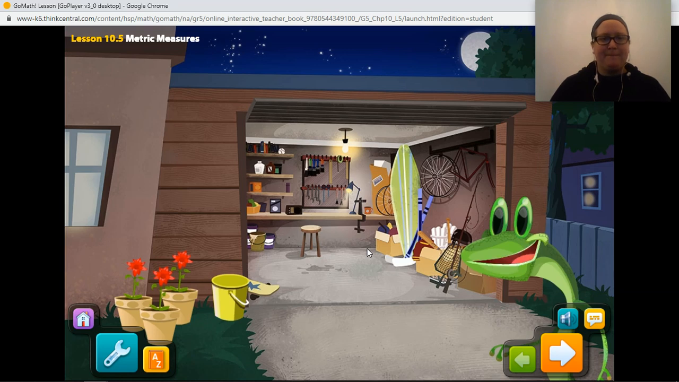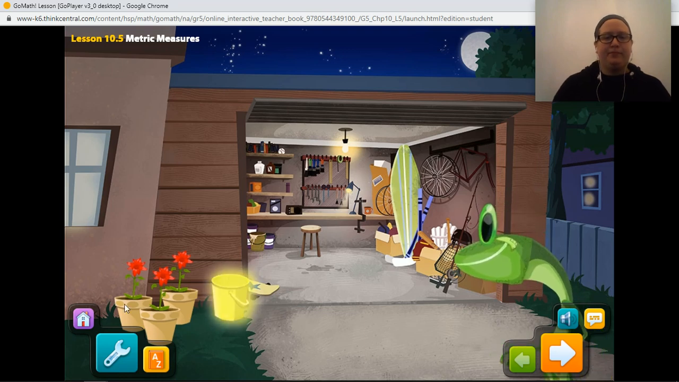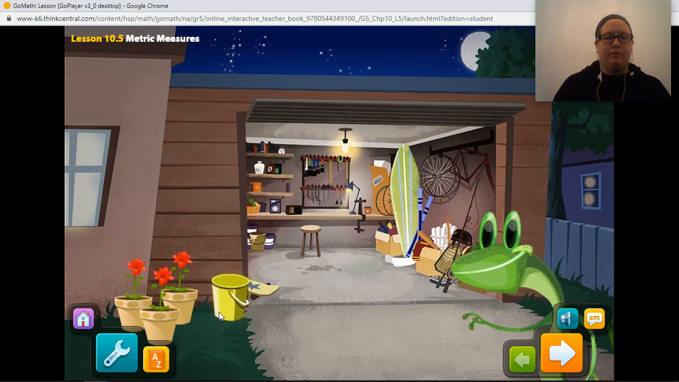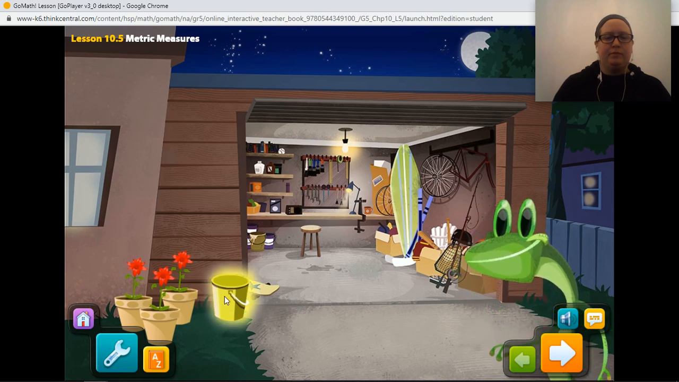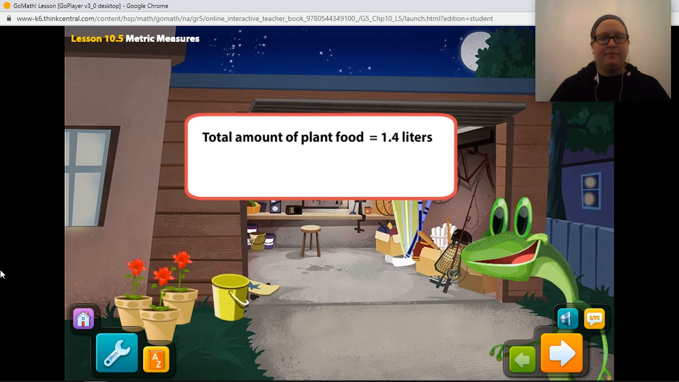Hello. One of the neighbors likes to grow flowers. She sometimes puts plant food in the water she gives to her flowers to help them grow. She feeds her flowers at night when it's cool and dark. There are 1 4/10 liters of plant food in the bucket.